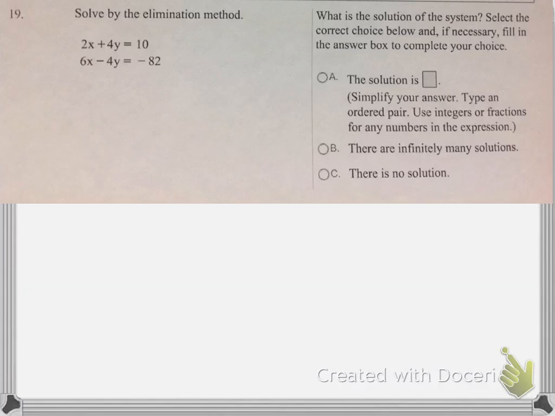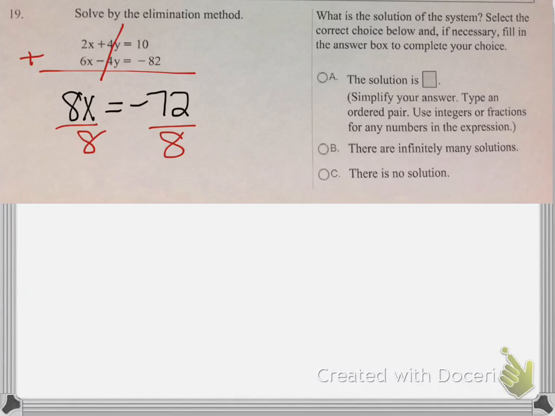It will happen, because which variable will eliminate? My y's will, yeah. When I go to add these together, positive 4y and negative 4y definitely cancel each other out. That's going to leave me with 2x plus 6x, which is 8x. And 10 and negative 82 is negative 72. So divide both sides by 8. What's x have to be? x equals negative 9.